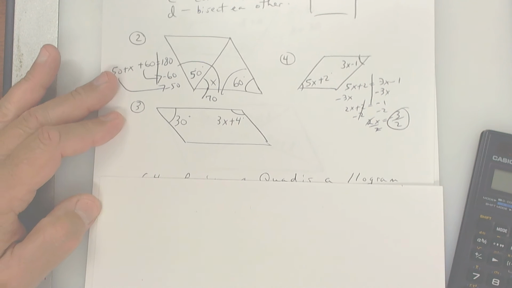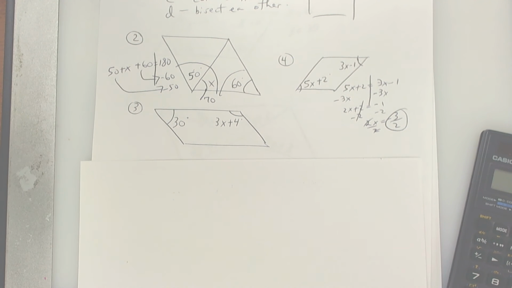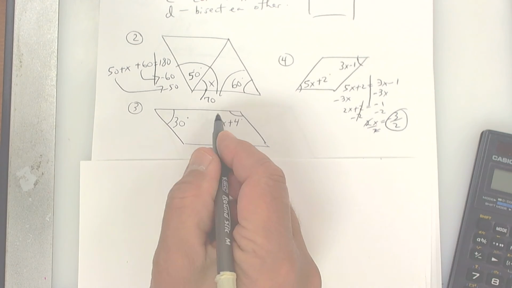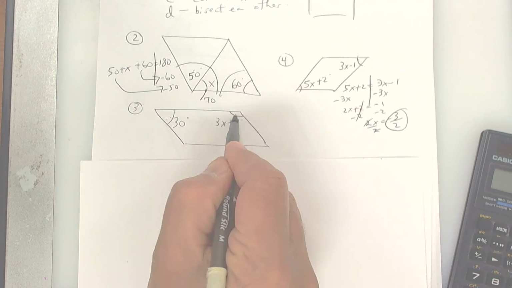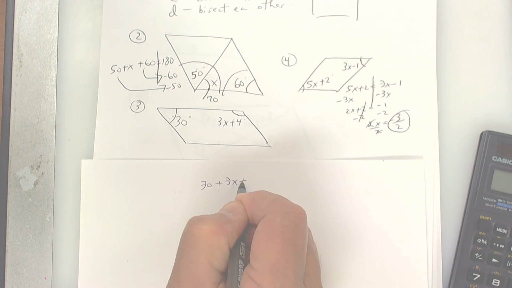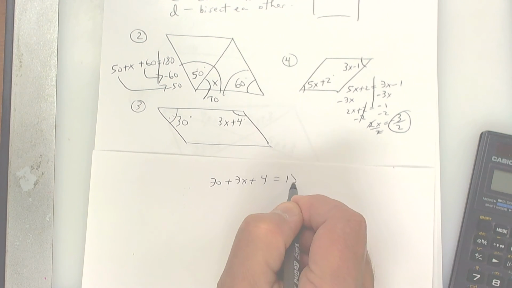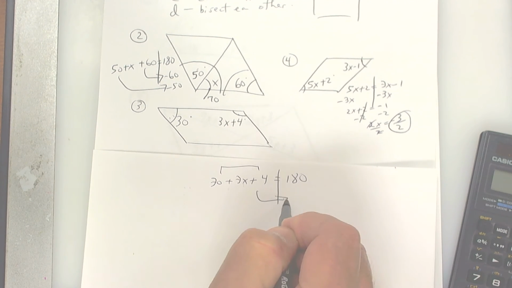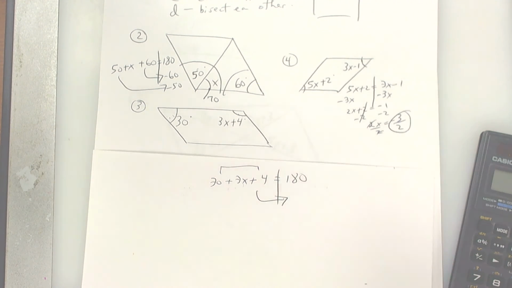All right, on a new sheet of paper, copy this one down. This one right here, these have to add up to 180 because they're consecutive. They're in order, this one, this one. So you're going to say 30 plus 3x plus 4 is equal to 180 degrees. You're going to add these up and then subtract and then divide by 3.